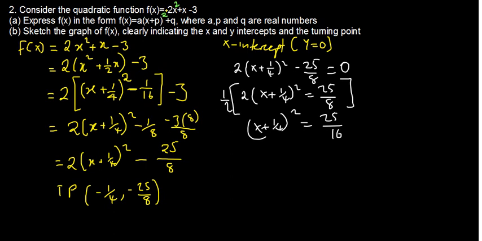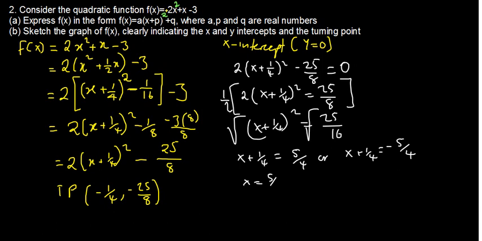So if I multiply this 2 with this 8, that is what gives me 16. Then from here, I'll square root both sides. So I'm going to get that x plus 1 over 4 is going to give us the square root of 25, which is 5, over the square root of 16, which is 4. Or the same, x plus 1 over 4 is going to give us negative 5 over 4. And then take the 1 over 4 to the other side. That will be x is equal to 5 over 4 minus 1 over 4.